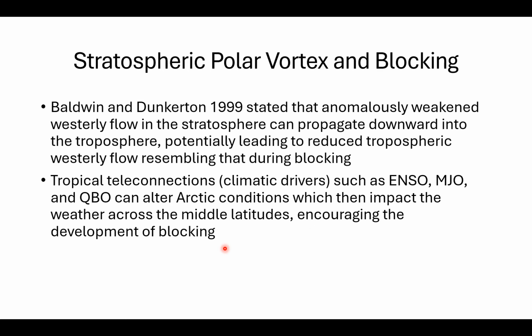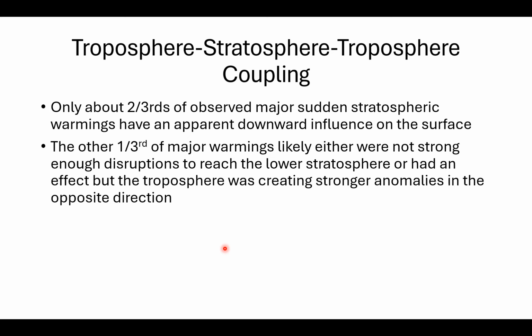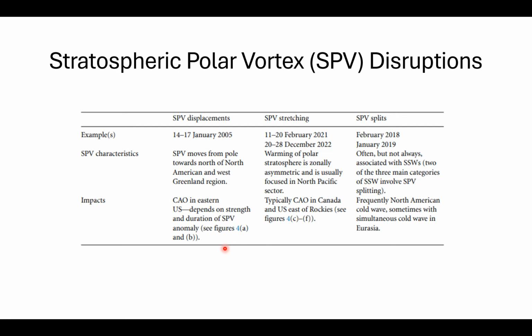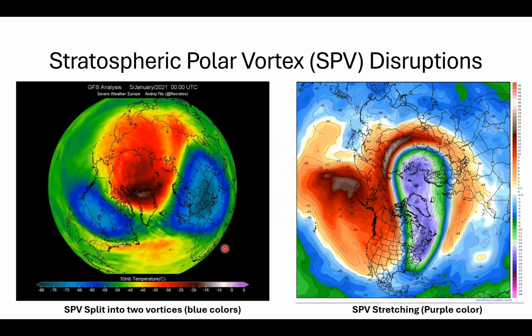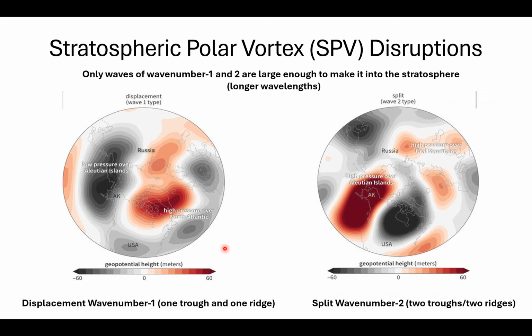So you can kind of see what others have already discovered in relation to the stratospheric polar vortex strength and the blocking patterns, or this coupling between the troposphere to the stratosphere back to the troposphere, or lack thereof. And then what type of disruptions are out there, some of the effects after the disruptions, some of the examples of what they look like graphically. And then we talked about waves of wave number 1 and 2 configuration being large enough to result in these disruptions of the stratospheric polar vortex.